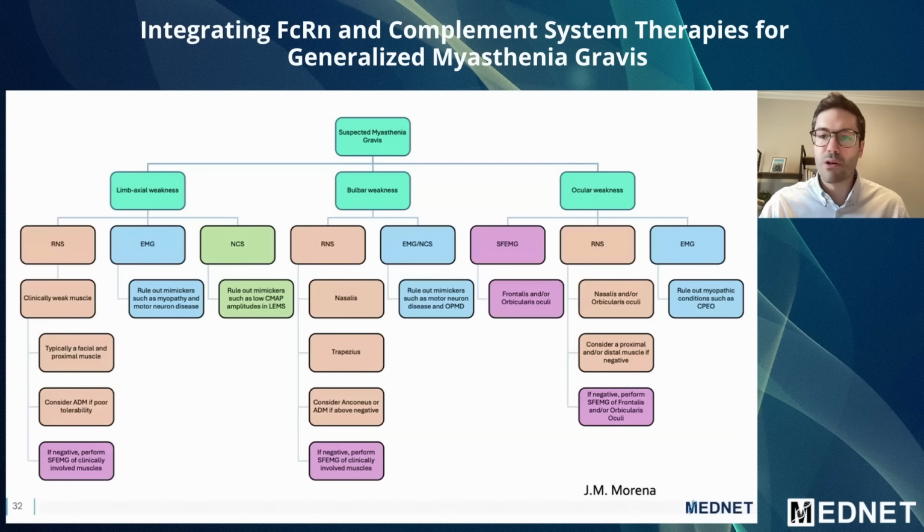In general, CPEO is going to have more of a symmetric ptosis and can have a very severe limitation in extraocular movements. It's not going to have the fluctuation that you see in myasthenia gravis. And in a similar manner for OPMD, you're not going to see that fluctuating nature that you see in myasthenia gravis.